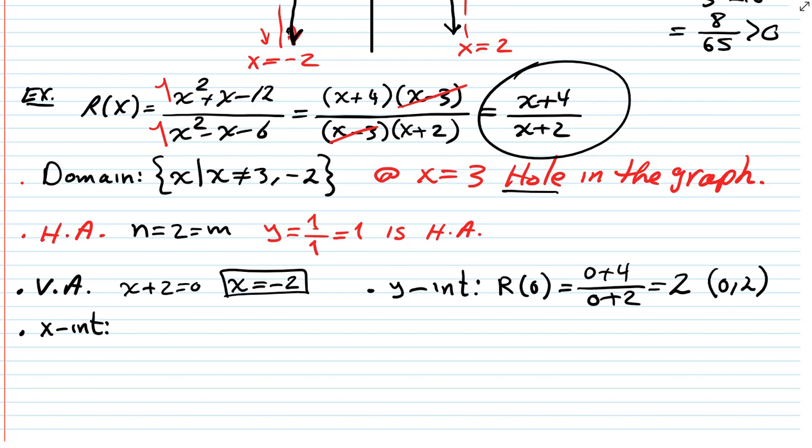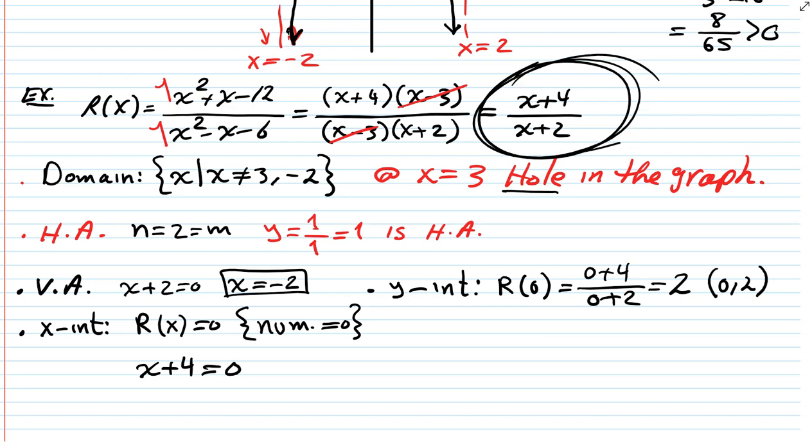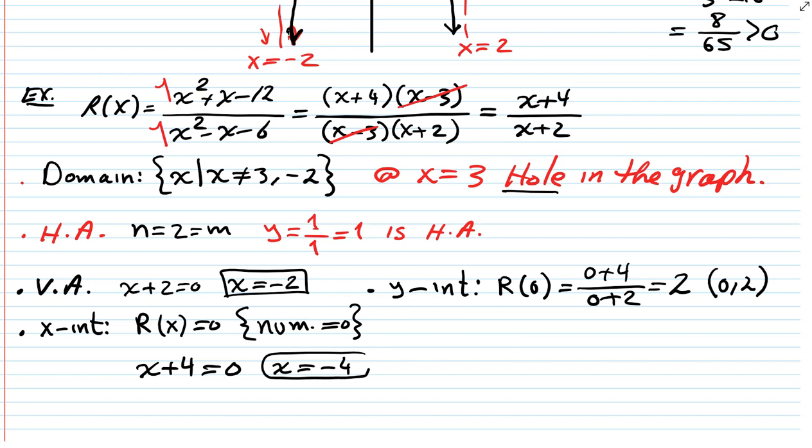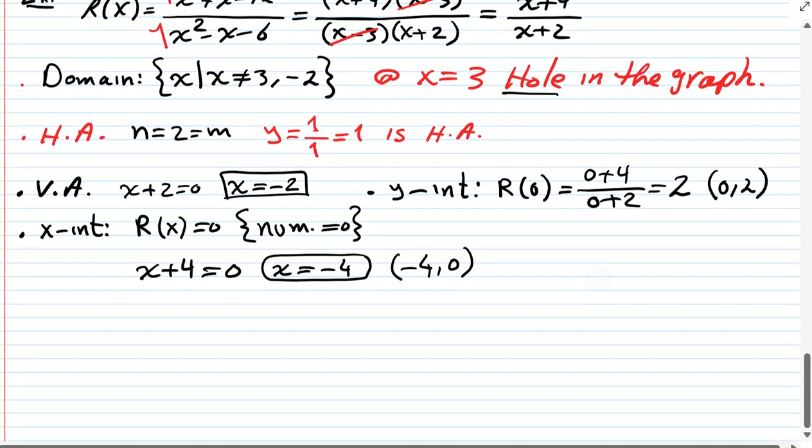X-intercept. Well, the x-intercept, that's when r(x) is 0, and for a rational function we set the numerator equal to 0 only. The numerator is x plus 4, right up here again. We're going to set the numerator of the reduced version equal to 0. So from this we get x is equal to negative 4. The intercept is at negative 4 comma 0. All right, I think we are good.